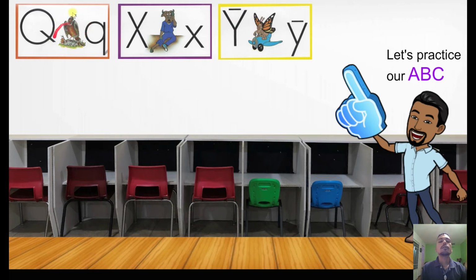Quail. And quail has a letter that sounds k, k, k, k. The letter Q sounds k, k, k, k. Very good. Okay, the next one here, its name is ox. Ox. And ox has a letter that sounds x, x, x, x. The letter X sounds x, x, x, x.